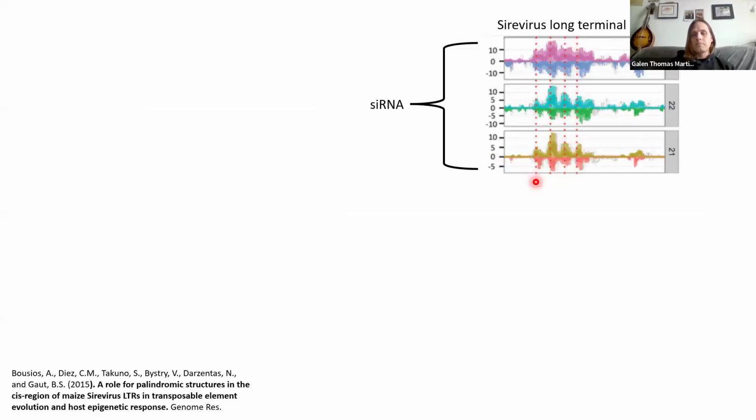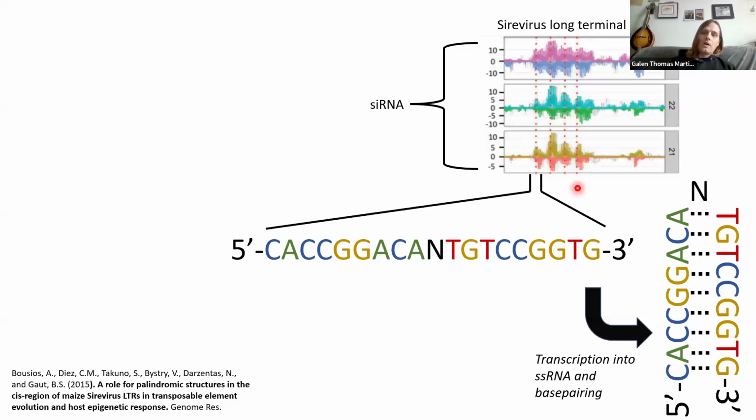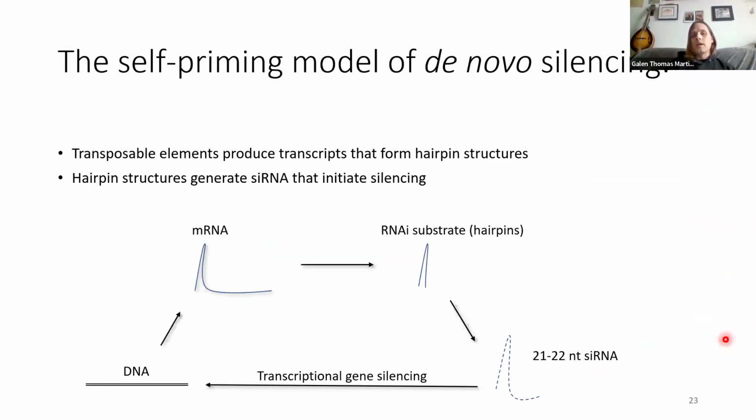through this mechanism. And here they're showing these dotted lines. This graph represents the long terminal repeat regions of these elements. And the dotted lines represent the palindromic regions of those LTRs. And these are different lengths of small interfering RNAs. And you can see that these palindromic regions are hotspots for these small RNAs. So the idea was that these palindromic repeats fold in upon themselves and form a substrate for RNA interference.